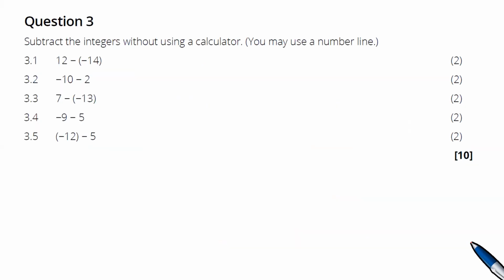Let's look at question 3. Subtract the integers without using a calculator. You may use a number line. Here they are reminding us that because we're in grade 7, we may use a number line, because next year we want to go to grade 8, to high school. Subtract the integers without using a calculator. If we have these integers, how do we subtract them in 3.1?